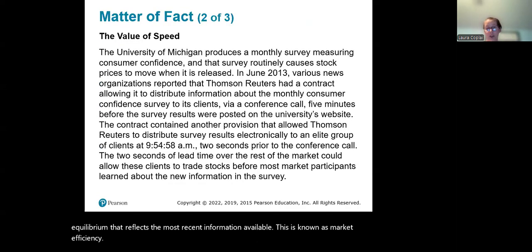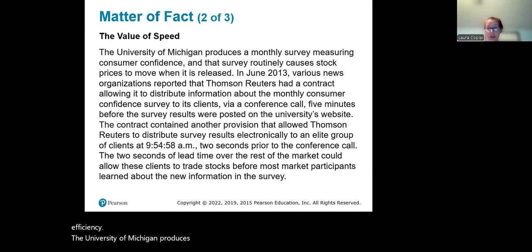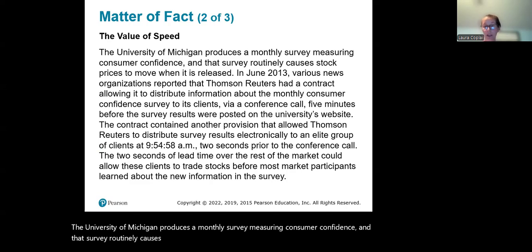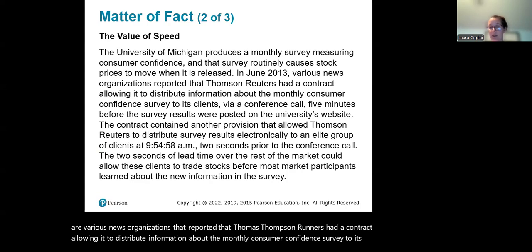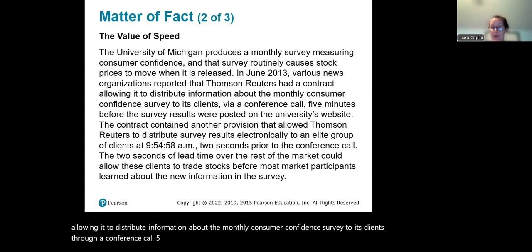The University of Michigan produces a monthly survey measuring consumer confidence, and that survey routinely causes stock prices to move when it's released. So in June of 2013, various news organizations reported that Thomson Reuters had a contract allowing it to distribute information about the monthly consumer confidence survey to its clients through a conference call 5 minutes before those survey results were posted on the website for that university.